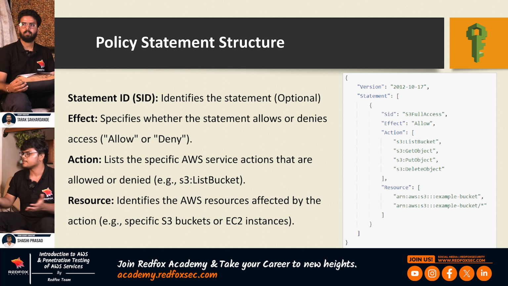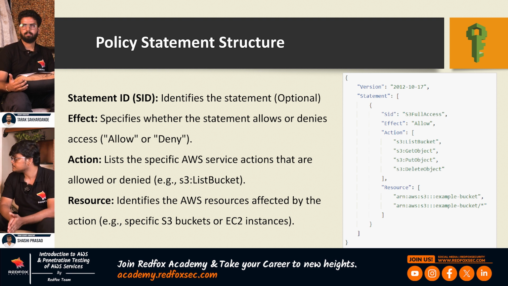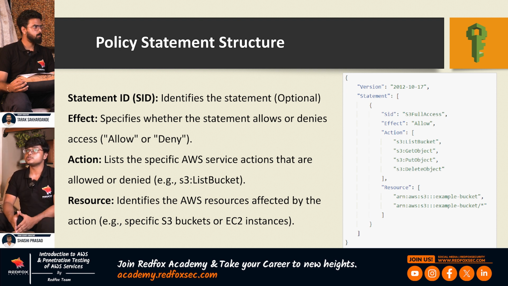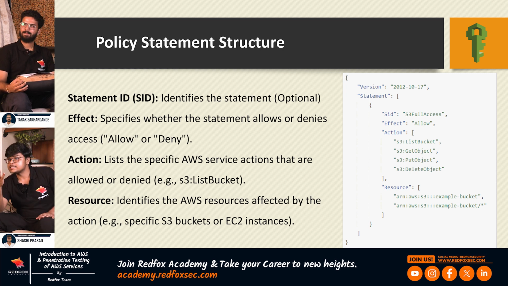So I hope this policy statement structure is clear. This is very important to understand, because you are going to see this a lot on your engagements, and you have to read it and understand it so that you know what is happening, because this is where misconfigurations can happen. Let's suppose that instead of this example bucket, I had put just a star. It means it will give access to all the S3 buckets. That's why this is very important to know.